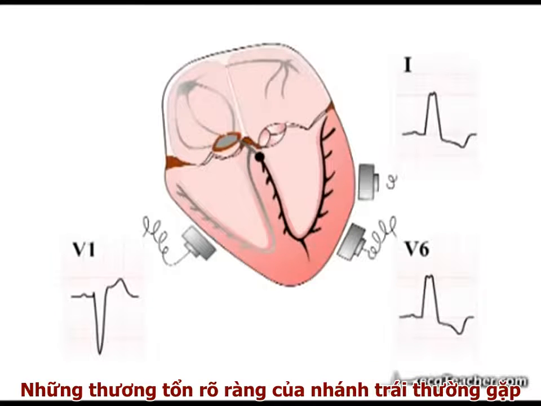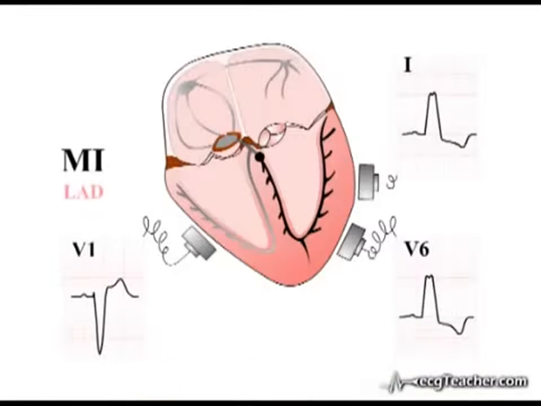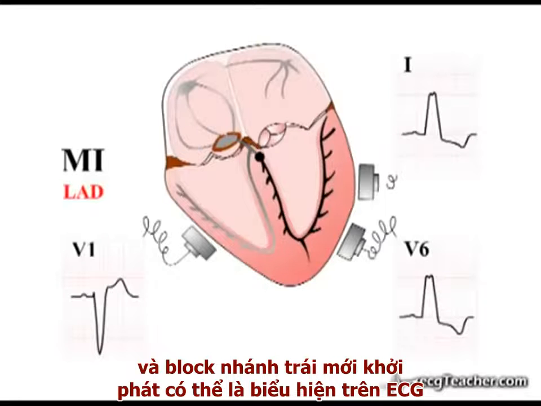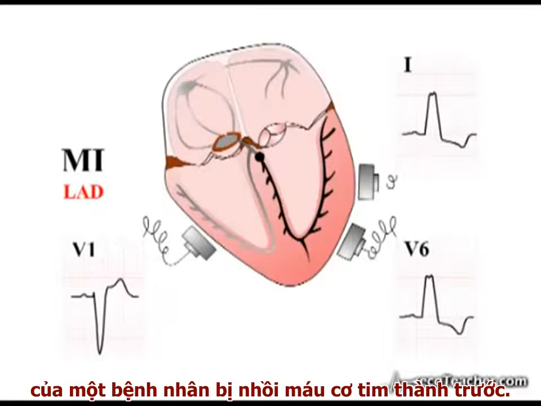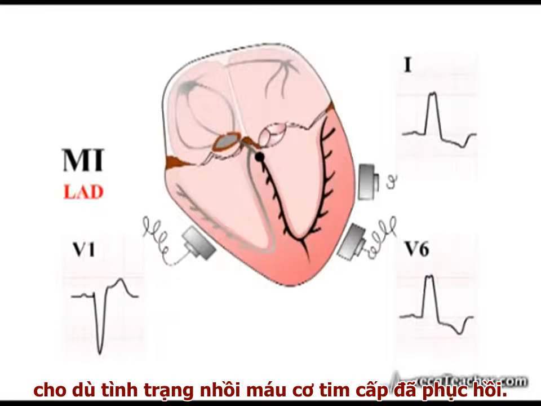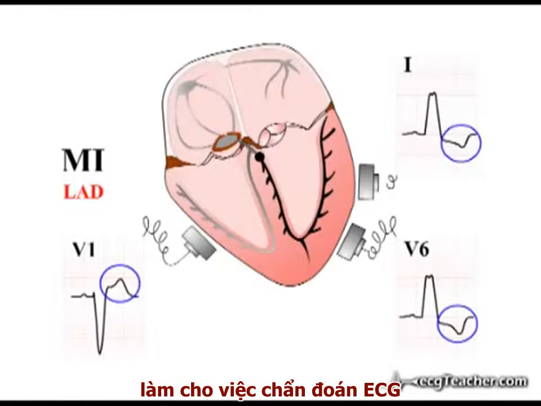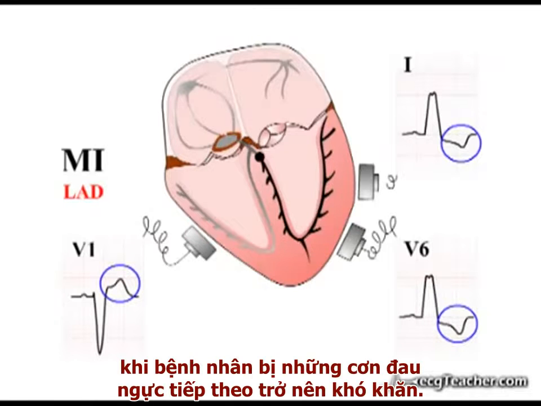Significant damage to the left bundle branch is commonly seen in infarction secondary to obstruction of the left anterior descending artery. A new onset left bundle branch block may be the presenting ECG abnormality in a patient with anterior MI. Damage to the left bundle branch in this situation tends to be permanent following resolution of the acute MI, and the chronic ST changes associated with left bundle branch block then make interpretation of the ECG at any subsequent presentations with chest pain difficult.